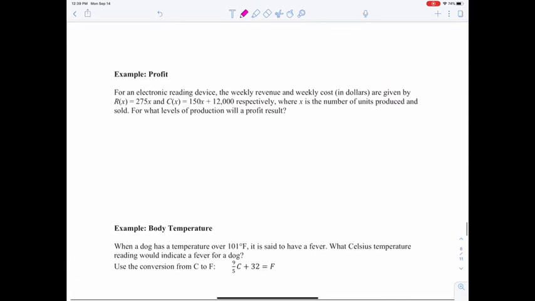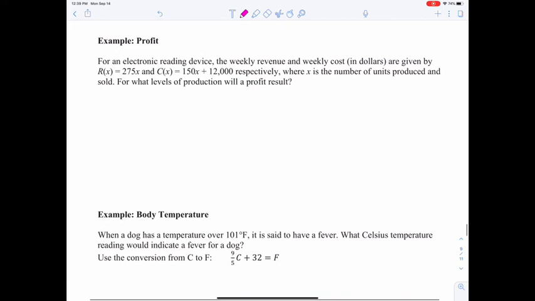All right, so some applications of inequalities. For an electronic reading device, the weekly revenue and weekly cost in dollars are given by these two equations. So R of x is your revenue. Again, that's how much money a business takes in. And C of x is the cost, the amount of money a business puts out, where x is the number of units produced and sold. So for what levels of production will a profit result?